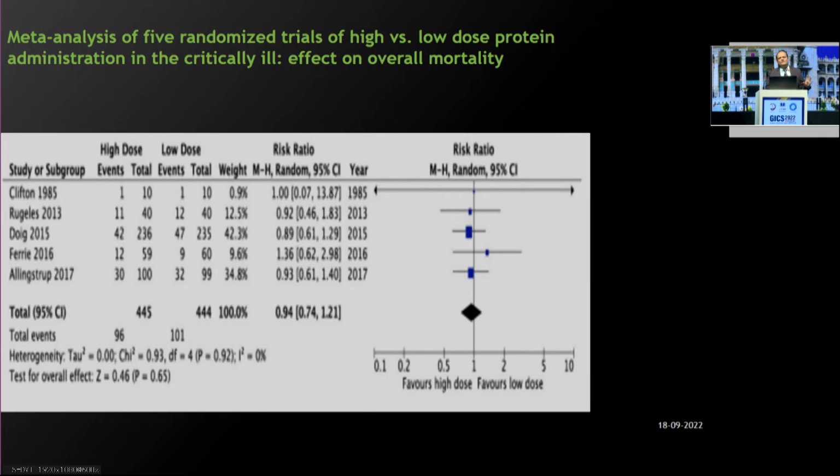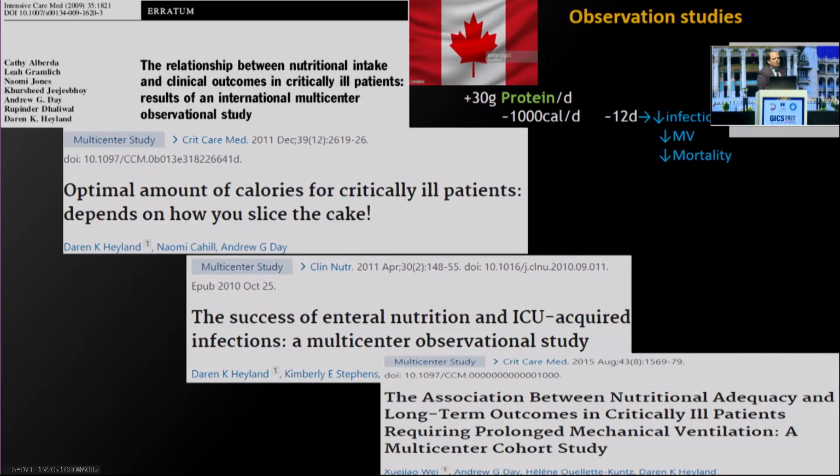So till now, in the 5 randomized trials comparing high protein with low protein, there is no significant difference in mortality. So they did a meta-analysis. Even the meta-analysis is not showing any significant change; the diamond is in the central position. So we have completed the randomized control trials. Now we are talking about the observational trials.